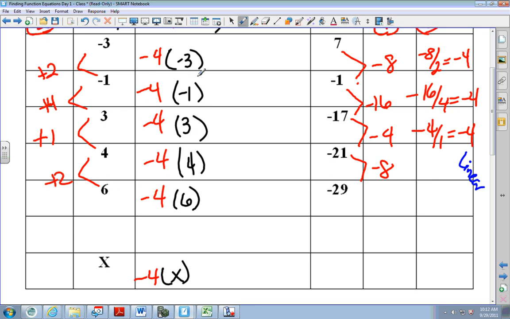Now, right here, as you're looking, one thing I do is you can choose any of them. None of them seem real friendly. But this one won't be bad. Negative 4 times negative 3 is 12. What do you have to do to 12 to get to 7? Minus 5. So I think minus 5 is my constant.